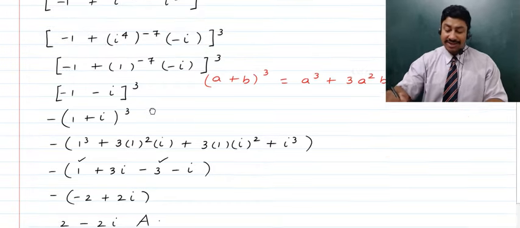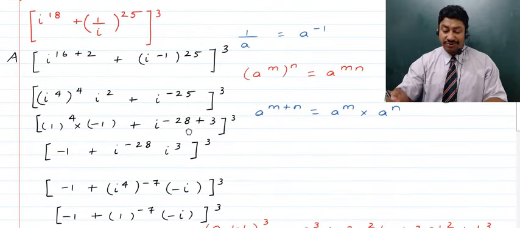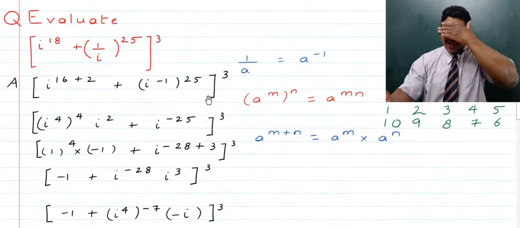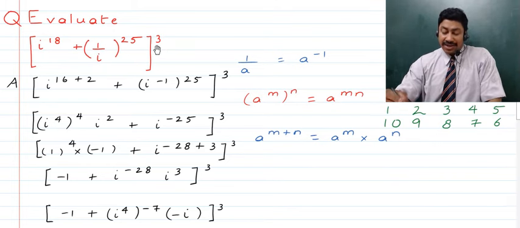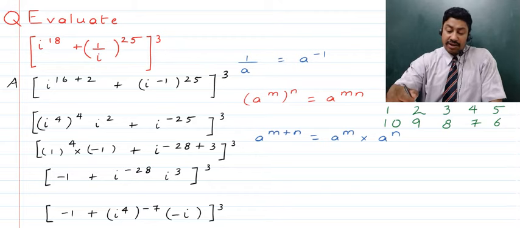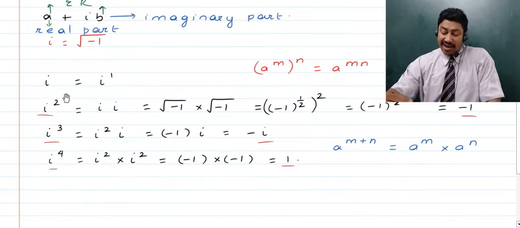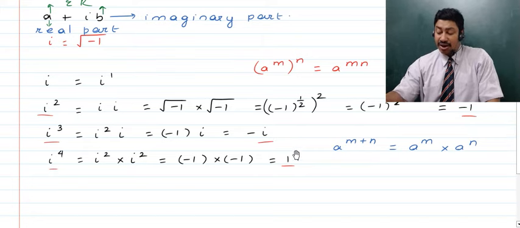So I'll just quickly discuss this all over. In the question, you've been given to simplify and evaluate i raised to the power 18, to which is added 1 upon i raised to the power 25, whole raised to the power 3. So here children, we have looked up earlier what the powers of i are. If we have i, obviously that's i raised to the power 1. If we talk about i square, that will become equal to minus 1. i cube is minus i, and i raised to the power 4 is 1.